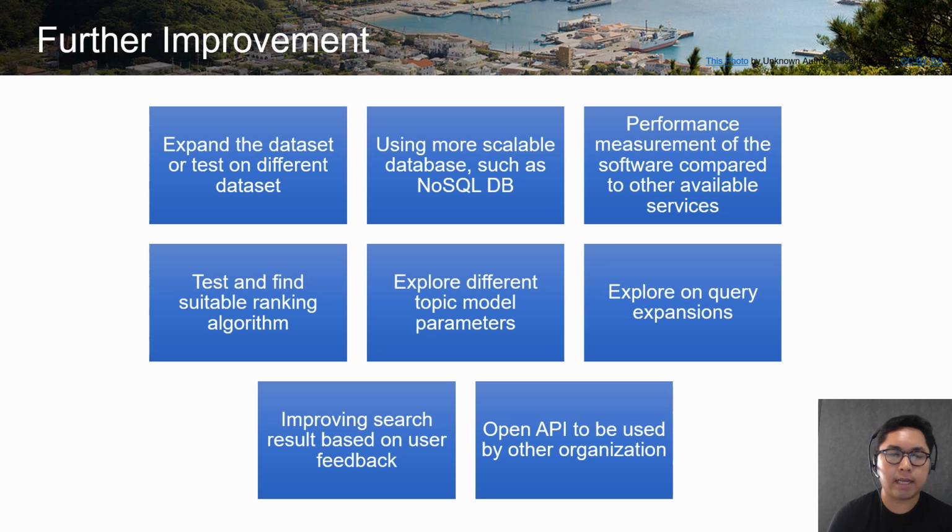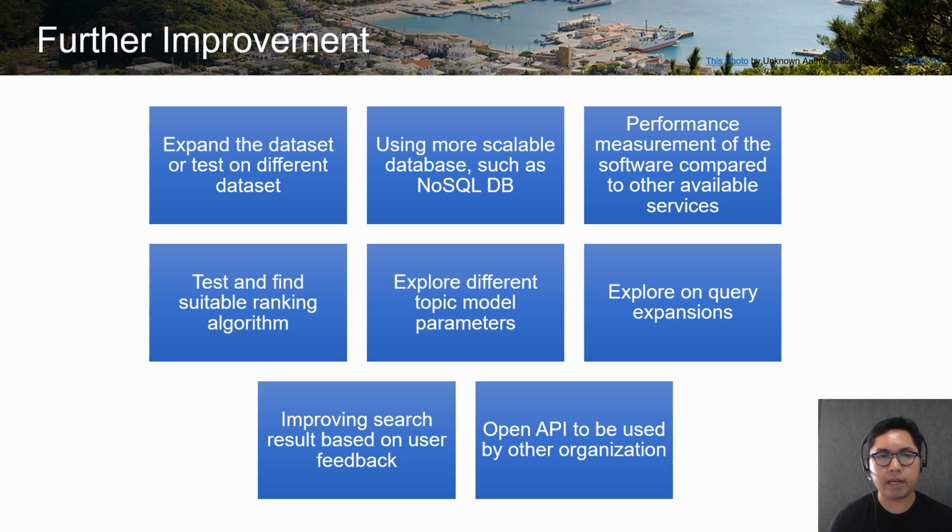Now we are going to discuss possible further improvements for this software. The first is expanding the dataset using a different source of datasets, like Places or any other dataset. Second is improving the software by using a more scalable database, for example, any NoSQL DB implementation. The one thing that we haven't done is to benchmark the performance of the search results compared to other search engines and available services for searching places.